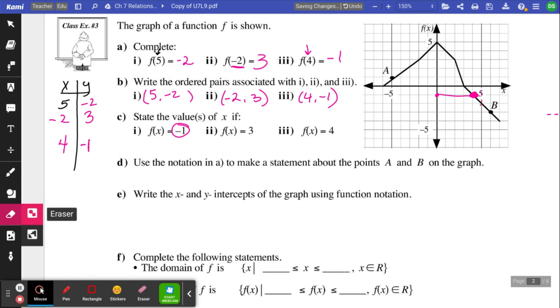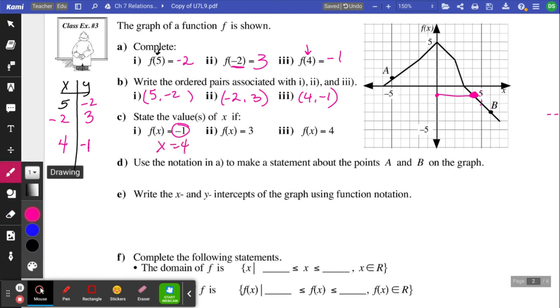Can you write x equals 4? By the way, it said find the value of x, so you know you got x equals. Okay, f of x is equal to 3. Is this an x value or a y value? It's a y value. Put it on the y side.